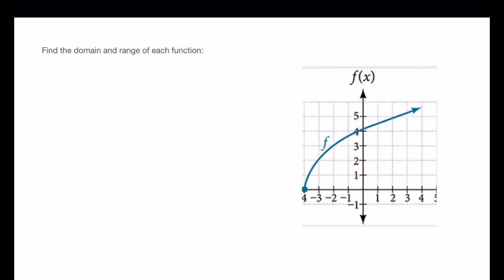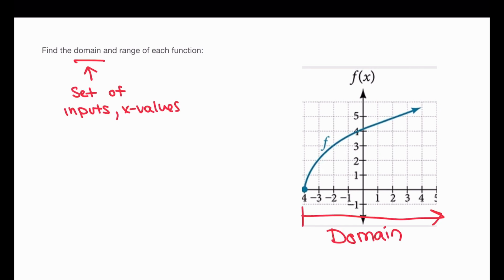Find the domain and range of each function, and we're given a graph of our function. So domain is the set of inputs, or x values. Looking at this graph, if I read the x values, I would read the graph from left to right. X's go from left to right. This graph starts at x equals 4. There's a point there, not an arrow, so it starts at an x value of 4.